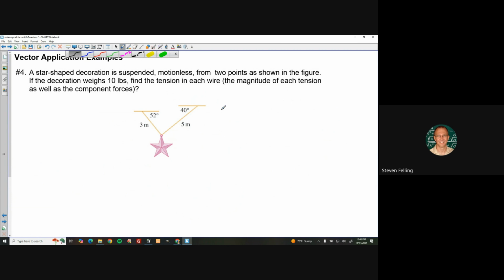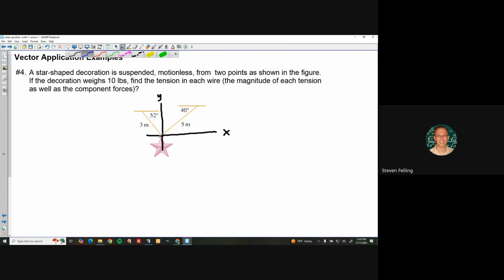If the decoration weighs 10 pounds, which is already a force in the imperial system, find the tension in each wire, the magnitude of each tension, as well as the component forces. All right, so we're going to impose a coordinate system here. It's going to be where the connection is there. This is x and y.